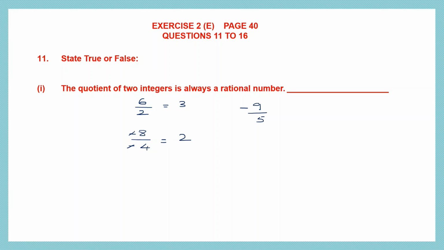So what does this statement say? The statement says the quotient of two integers is always, and this is the key word here, always a rational number, which is not true. Sometimes it is a rational number like this, but otherwise it is not. So this word always is wrong. The quotient of two integers is not always a rational number. So this statement is false. Let's write there false.